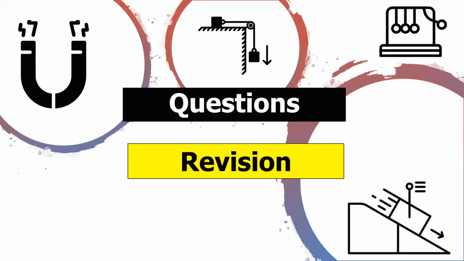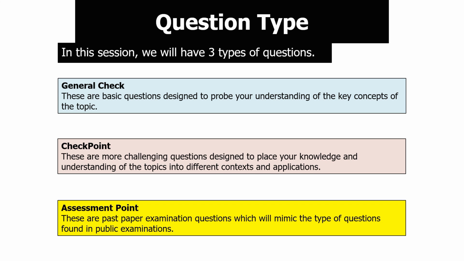Now in this revision session, we'll have 3 different types of questions. The first type of question is the general check question, designed to probe your understanding of the key concepts of the topic. The second type is the checkpoint. These are more challenging questions designed to place your knowledge and understanding of the topics into different contexts and applications. The third type of question is assessment point questions. Now these are past paper examination questions which mimic the types of questions found in public examinations.